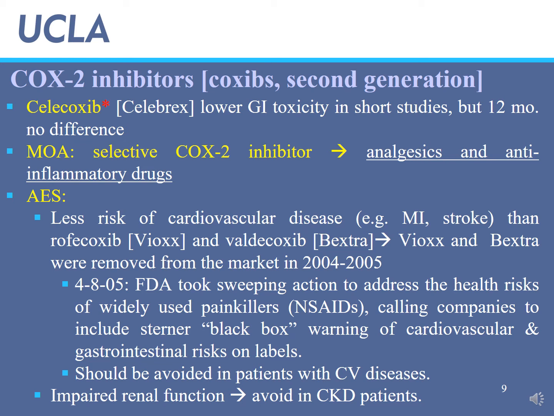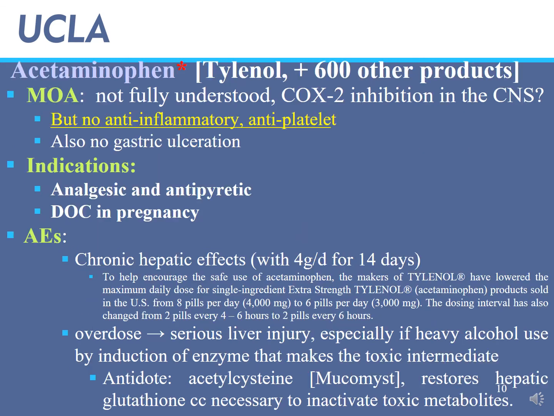And one thing you have to be careful with those medications is in a patient with chronic kidney disease, because they can impair the renal function since COX2 is constitutive in the kidney. So if you block the activity of COX2, you have a risk of renal impairment.